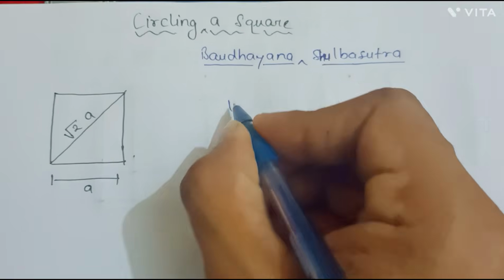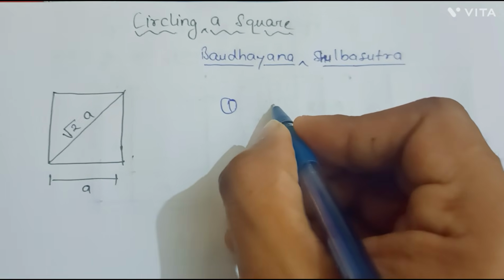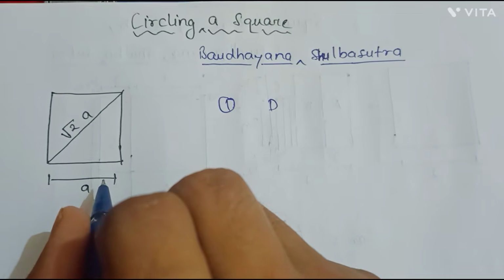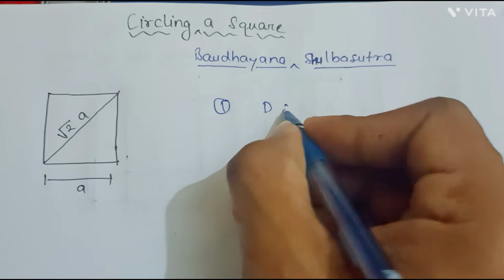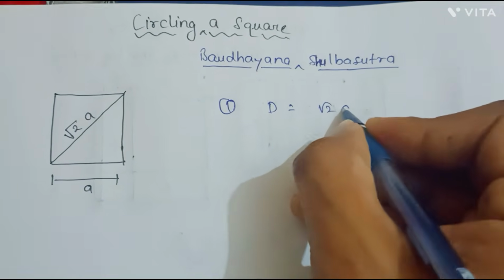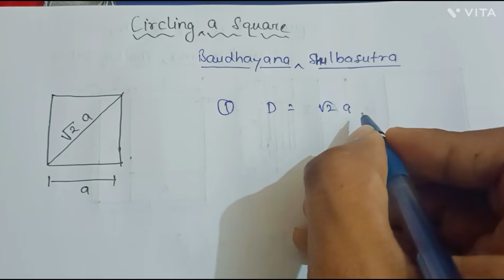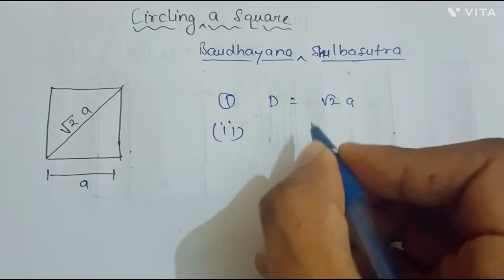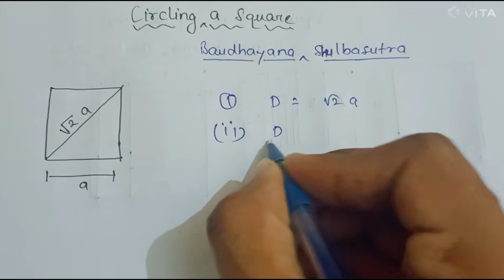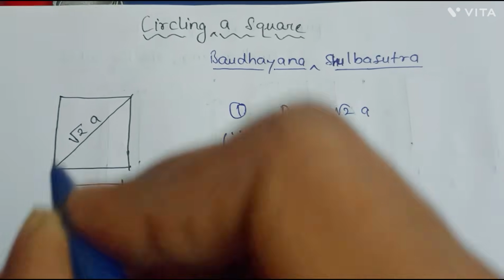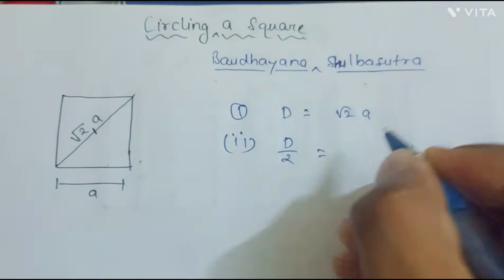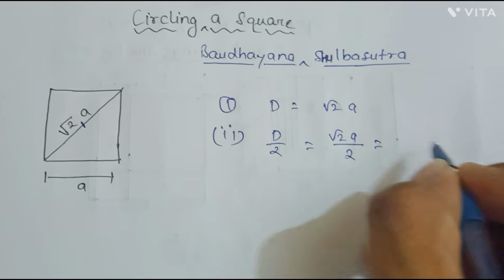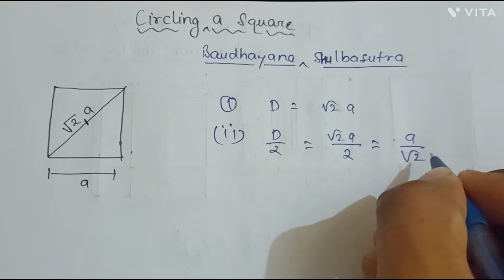So in the first step, they would write the diagonal of the given square. Since the side of the square is a, the diagonal will be equal to root 2 into a. Now the second step is to divide this d by 2, that is d by 2. We find half of the diagonal, so it comes out to be root 2a by 2, which gives a by root 2.